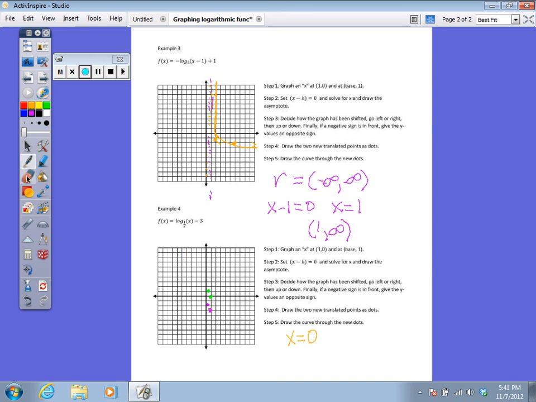I'll erase my original points before I did the translation. Now I'm just going to connect the two dots, and we have this logarithmic function. Because it's a fraction, we have opposite values. And there you have that.